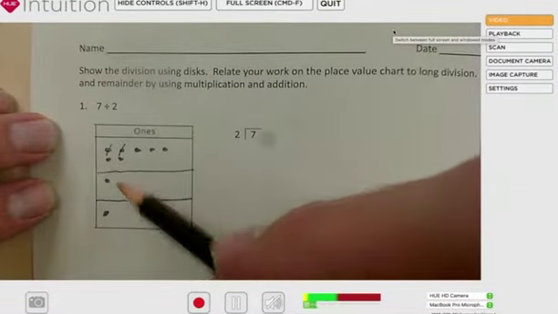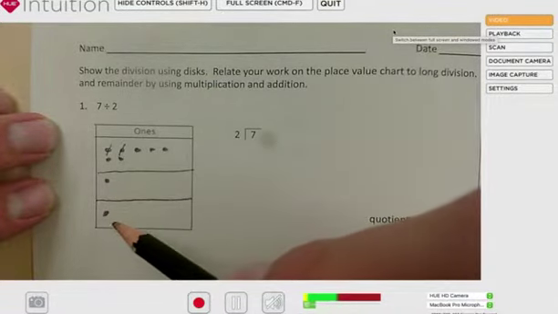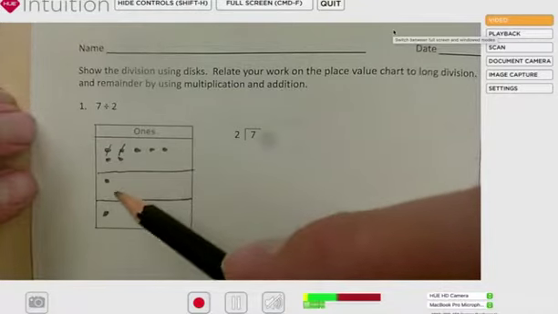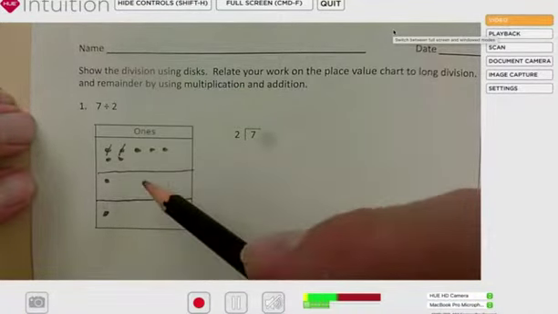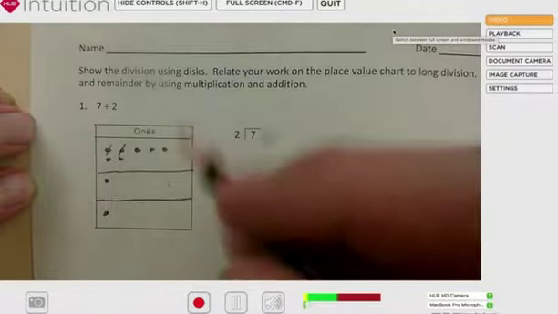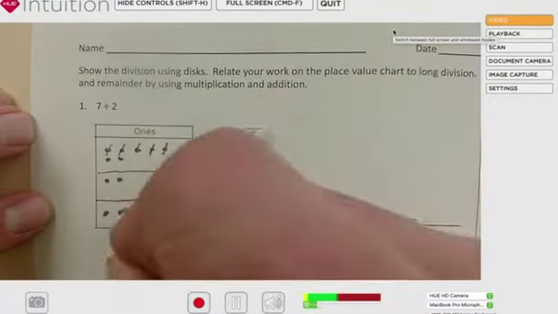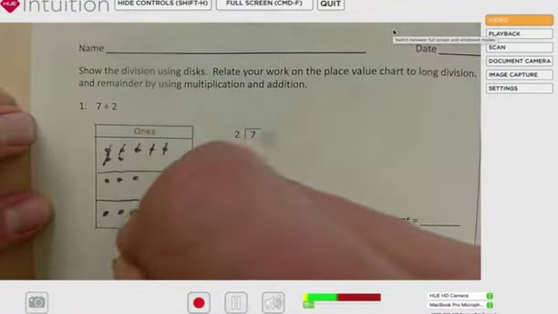So I remember there's got to be the same amount in each group. That's the very important rule of division. Whatever is in this group also has to be in this group. They've got to be equal or like groups. So again, you go cross, dot, cross it out, dot, cross it out, dot, cross it out, dot.